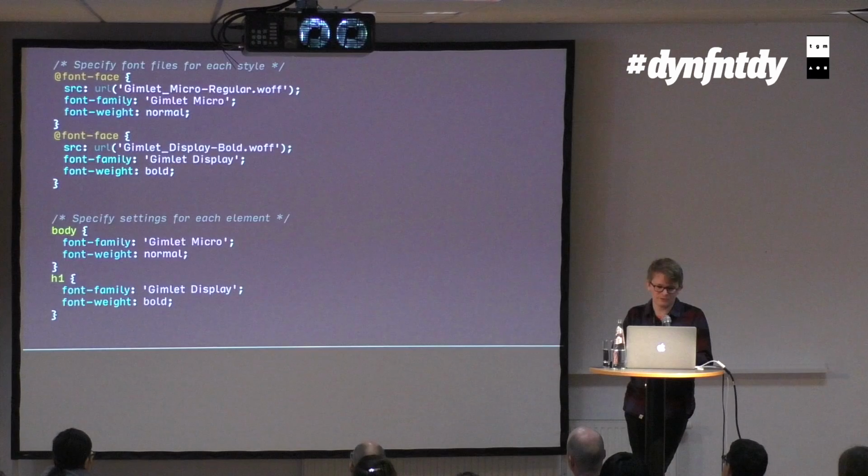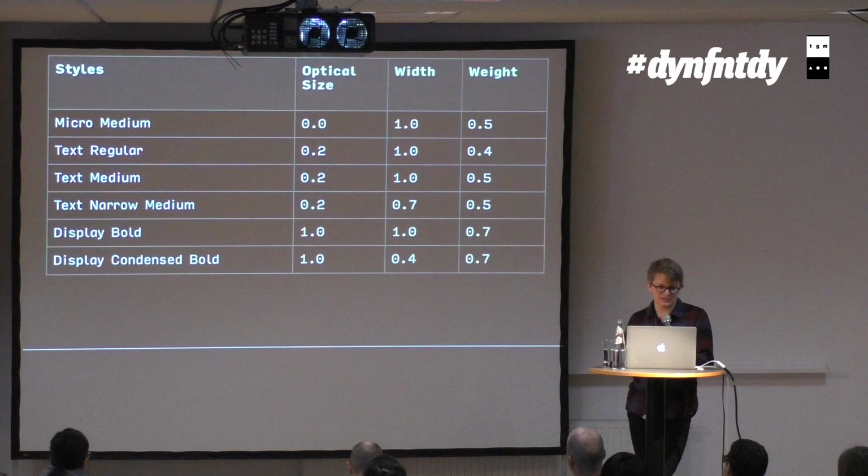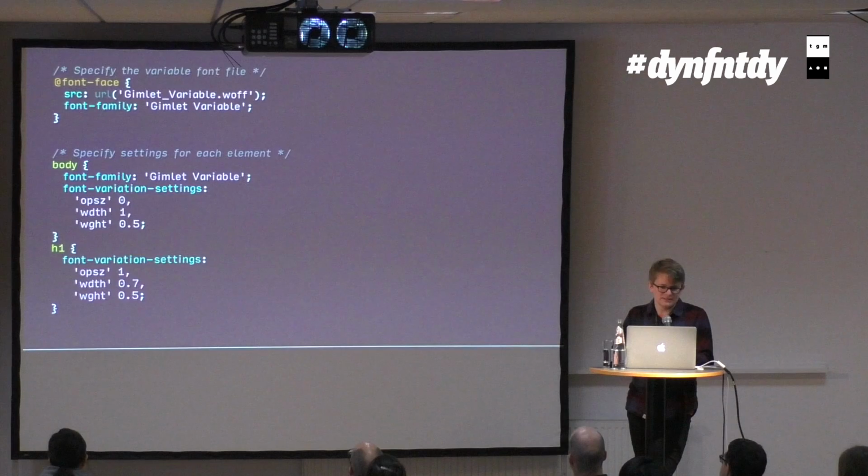So using Gimlet as an example and my presentation as an example, these are the six styles that I used. And these are all the settings for optical size and width and weight that I had to use to achieve each of these named styles. So I'm using it in a pretty static way. I'm just calling out six individual things. But the way you do that is where you were calling multiple files before, you just call one file. And then for each element, instead of changing the font family, you just change the settings that are used for that font.